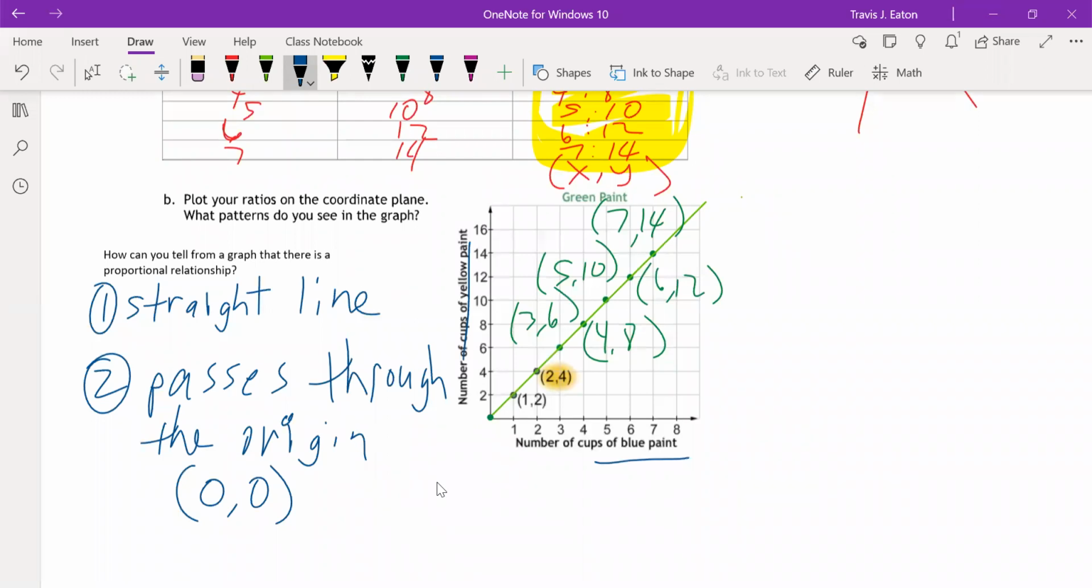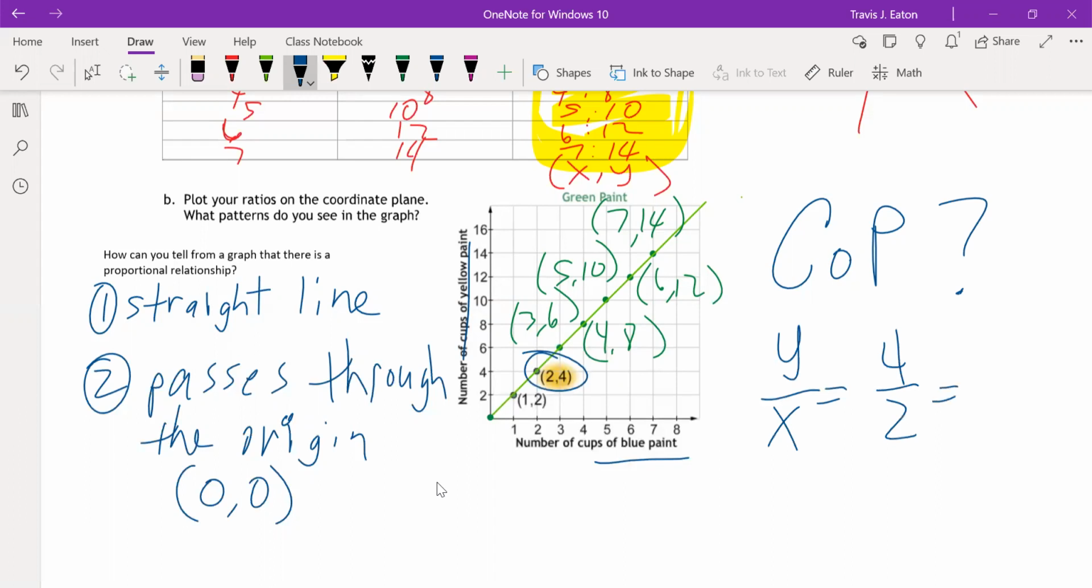Now, we can find the constant of proportionality. What is the constant of proportionality? Remember how we find the constant of proportionality. We divide y by x. And so every one of these, if we take our y value, like maybe this one right here, we take 4, we divide it by 2, and 4 divided by 2 is 2. So our constant of proportionality in this case is 2. So y divided by x equals 2.